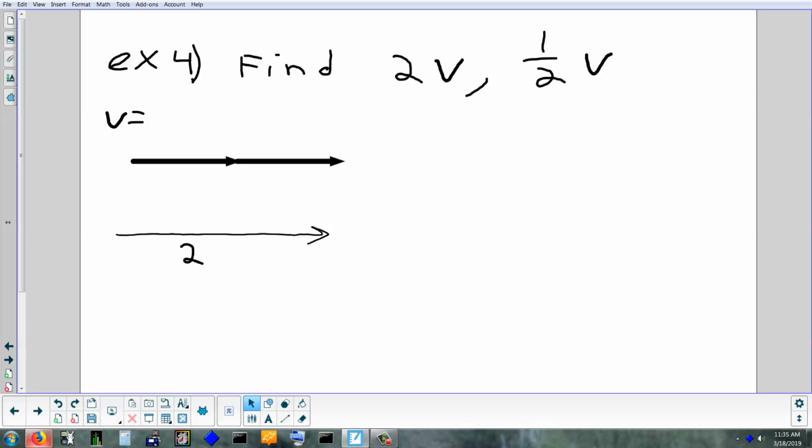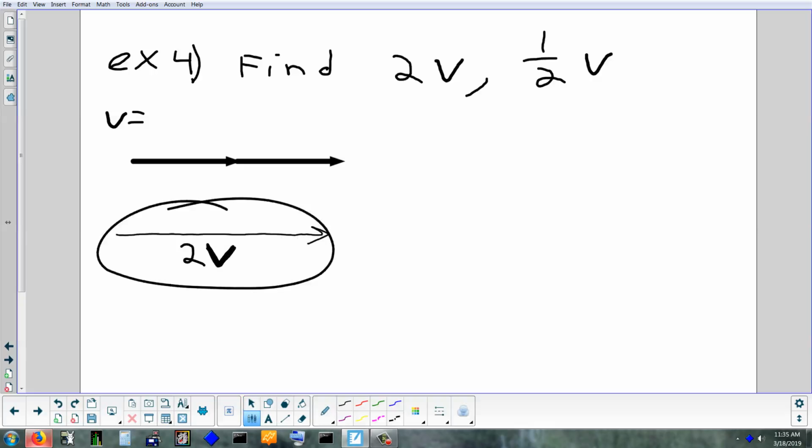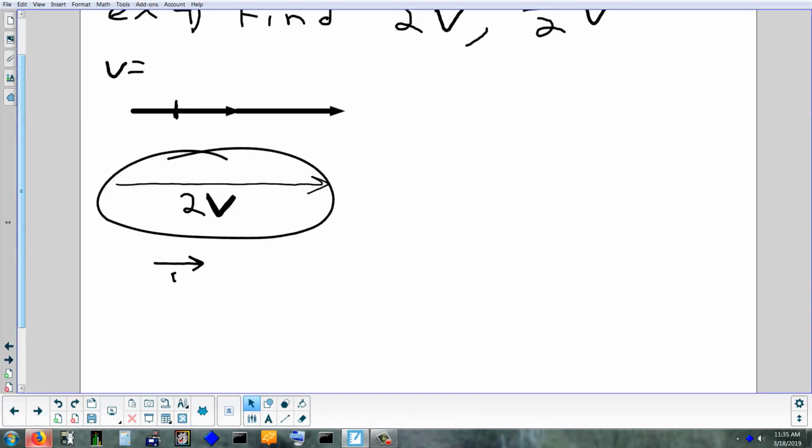So that's 2v. Now to do a half v, I don't really have a way that I can scale something by 50% in this program. So I just kind of have to estimate, halfway looks like it's about maybe right there. So just draw in an arrow. And that would be about 1/2 v. So neither one of those scalar products changed the direction because there wasn't a negative.